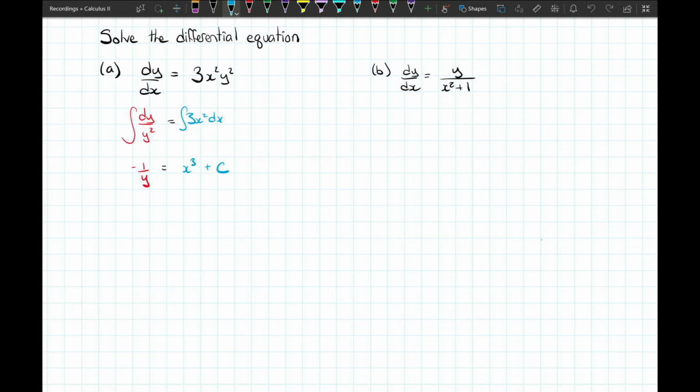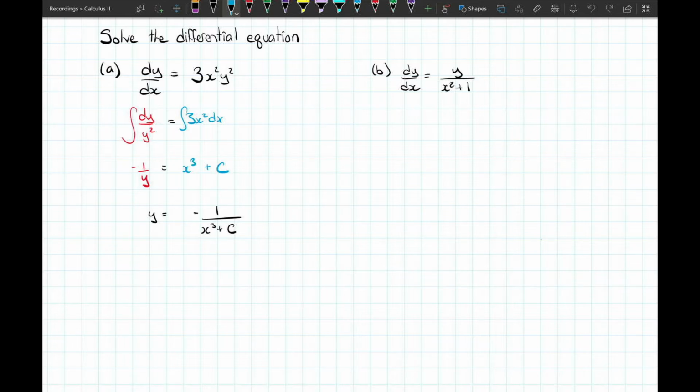But since both of these are indefinite integrals, you can imagine there's a plus c1 on the left and a plus c2 on the right. But if we just let capital C be equal to c2 minus c1, then we only need a single arbitrary constant on the right-hand side. At this point, to get a solution for y, we'll just take the negative reciprocal of both sides of the equation. And that gives us y equal to negative 1 over x cubed plus our arbitrary constant C.